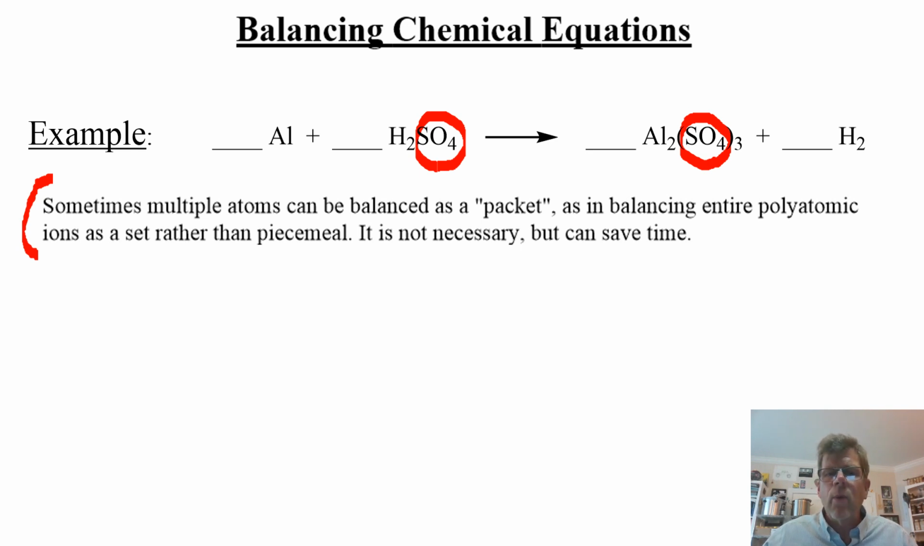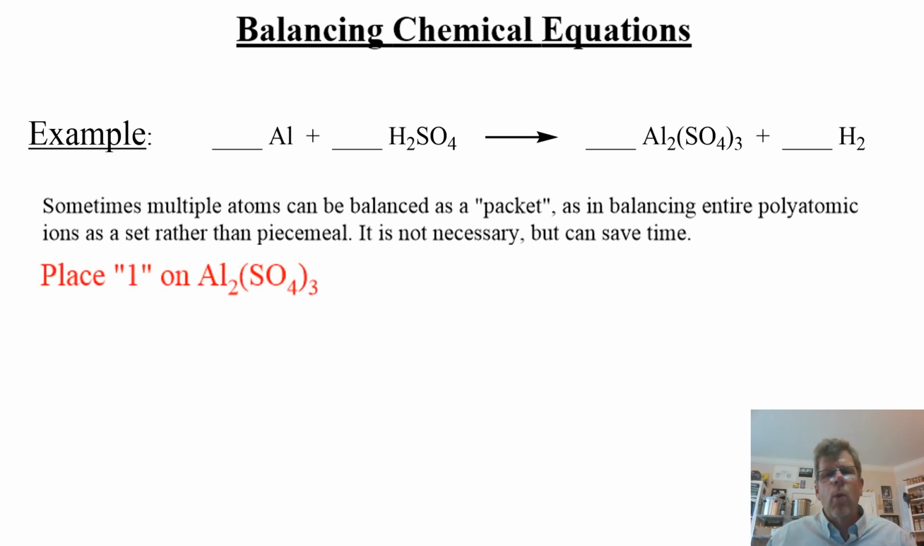So if we want, we can balance that as a packet all at once, instead of balancing sulfur and then balancing oxygen separately. Now, you can do that. It just takes a bit longer to do that. So I'm going to show you how to carry out this shortcut, if you will, by recognizing we have a polyatomic or a packet of atoms that is the same on both sides. We can balance them as a packet. So let's start out here.